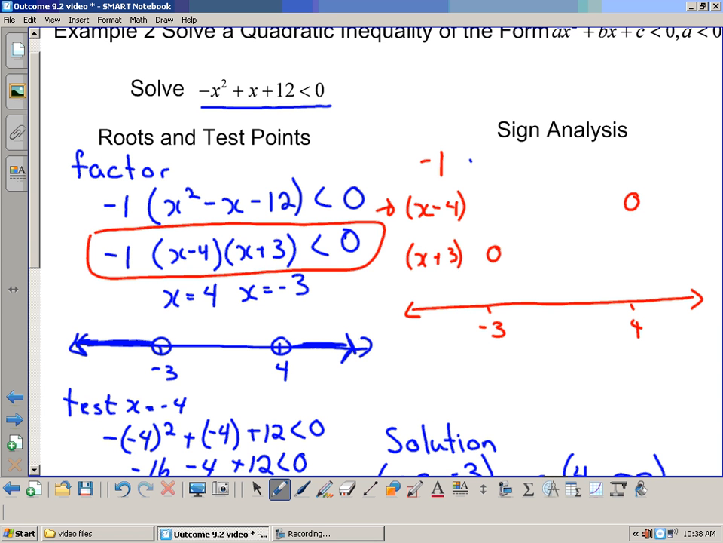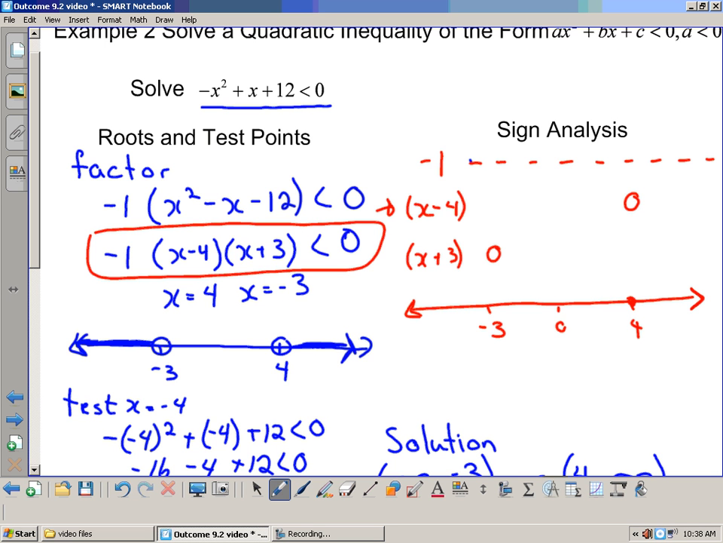Now what I want to do is look at each of these factors separately. Let's start with our factor of negative 1. All I'm worried about is the sign of that value. Well, it doesn't matter on the number line whether I go small or large. There's no x value here, so negative 1 will always be a negative value. My next factor: if I substitute in a value that is less than 4, because 4 is my critical one for this term, so if I put in something like 0, 0 falls in here.